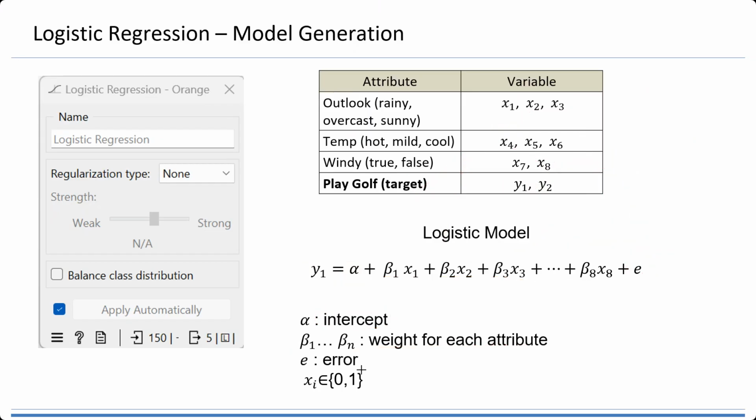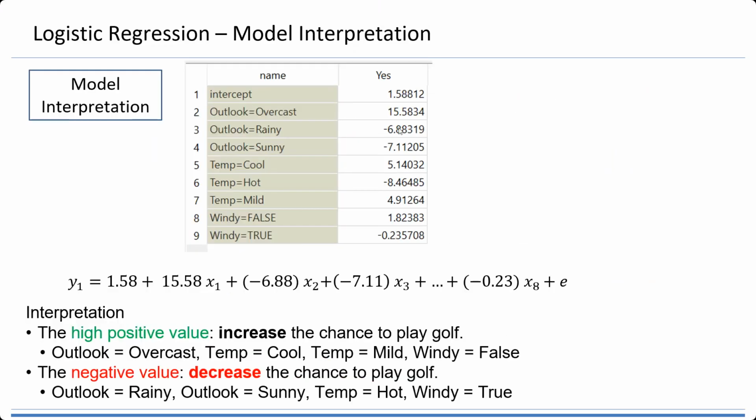x1 is a value of 1 or 0. Only 1 or 0. So if it is rainy, then it is 1 for x1. The remaining will be 0. And we can have this model.